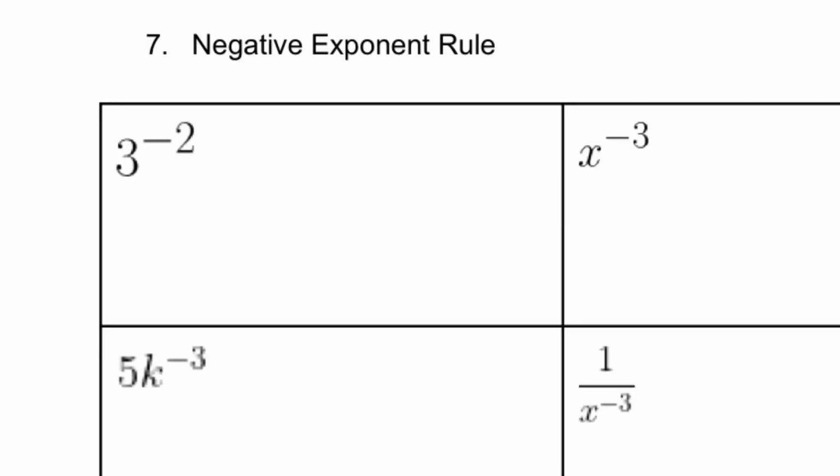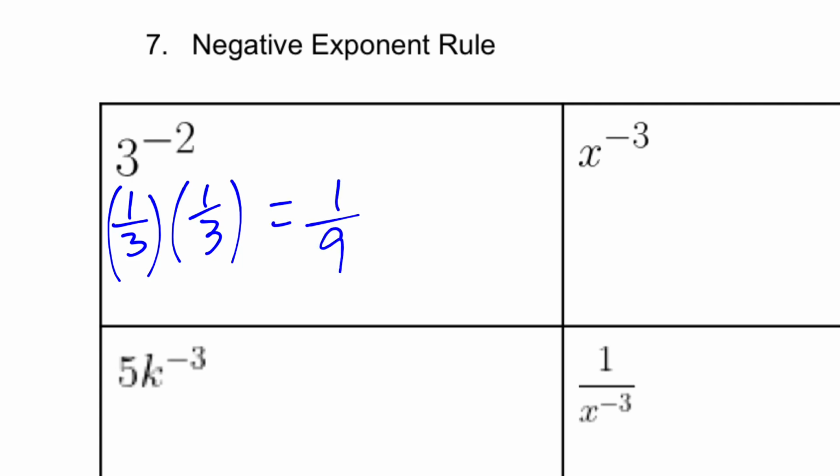For the negative exponent rule, instead of multiplying by 3 over and over and over, we're multiplying by the reciprocal of 3 over and over and over. So think of it as 1/3 times 1/3 instead of 3 times 3. And that'll tell you the answer, 1 over 9. Alternately, whenever you see a negative exponent, you just flip it and make it positive. And that will also give you 1 over 9.